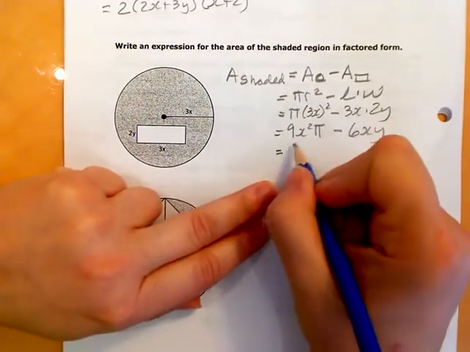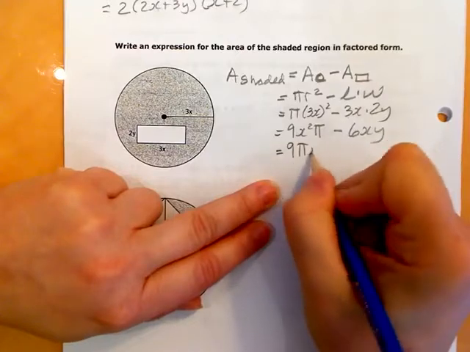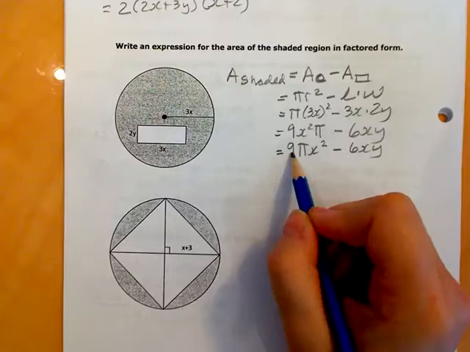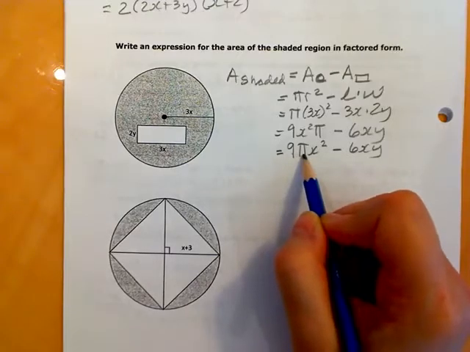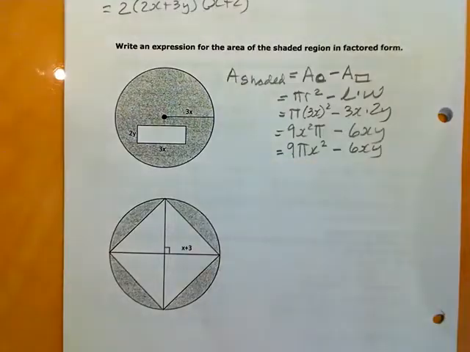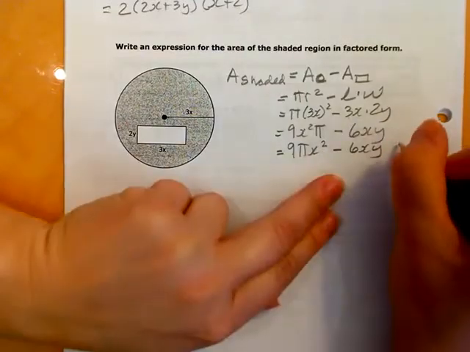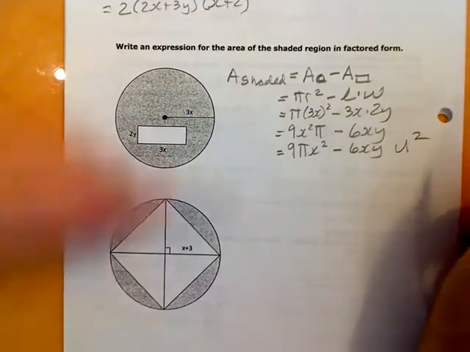Now actually, the right way to write this is 9 pi x squared minus 6xy, because 9 is a number, and pi is actually a number. It looks like a variable because you don't see it as a number, but you know pi stands for 3.1415 blah blah blah. So we put the numbers first and then the variables. And then because it's area, we write units squared.